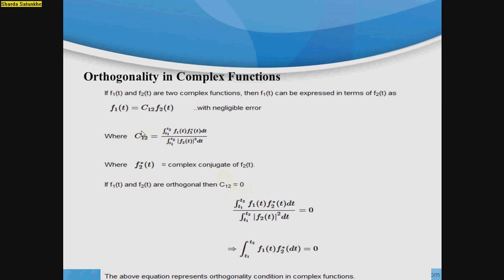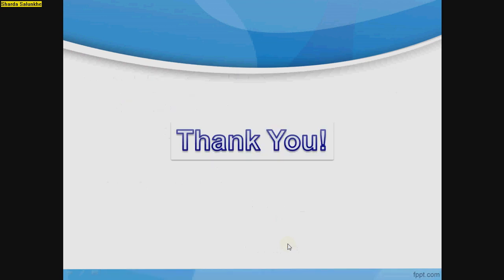So let us take c12 is equal to 0. Equating to 0, it is equal to integration over the period t1 to t2 of f1 of t into f2 asterisk of t dt is equal to 0. This f2 asterisk is the complex conjugate function, and this equation represents the orthogonality condition in the complex function. Thank you.